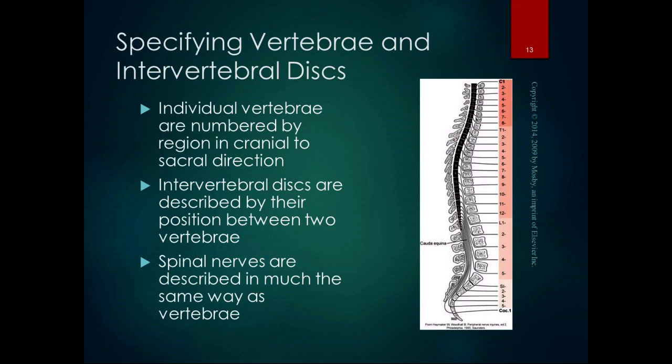C2 emerges above C2. C3, C4, C5, C6, C7. When we get to C8, there's a C8 nerve, but there is not a C8 vertebra. So the C8 nerve emerges between C7 and T1, so above T1, basically.